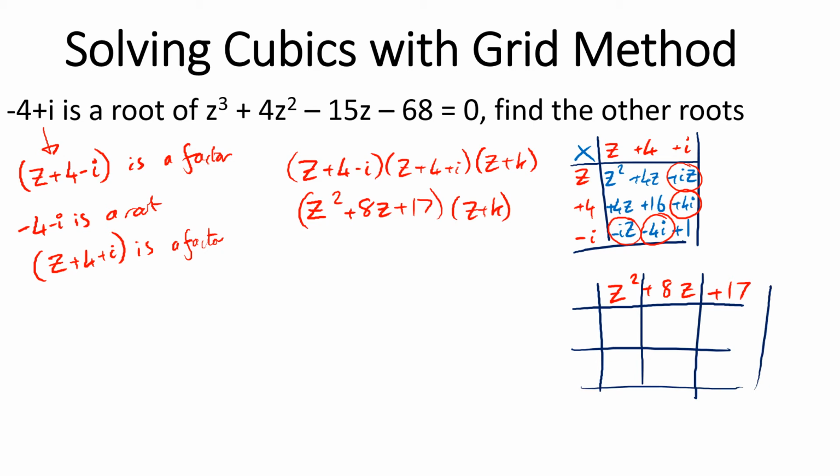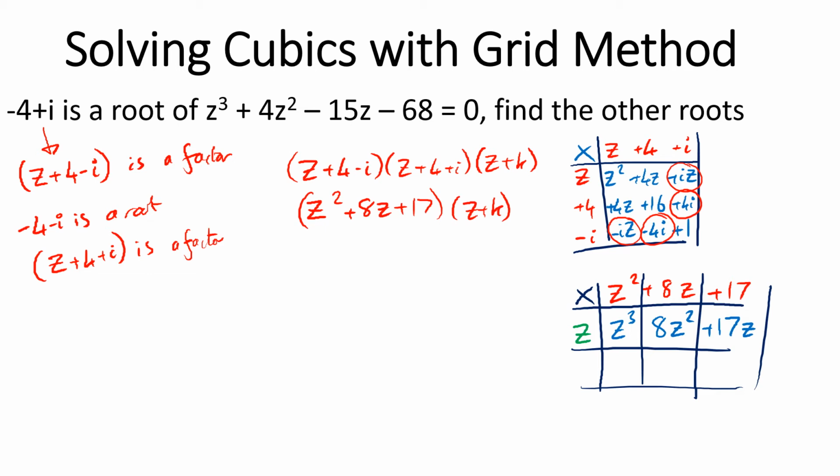So the top power is obviously going to be z cubed, because that's what we start with, and then that'll mean this has to be z, and it will mean that the other bits inside the grid are 8z squared and 17z. And then we could look at the z squared column.